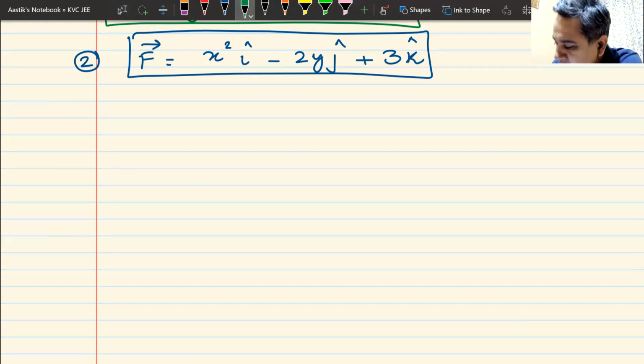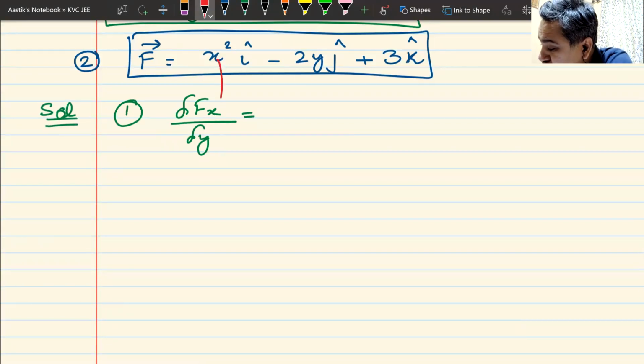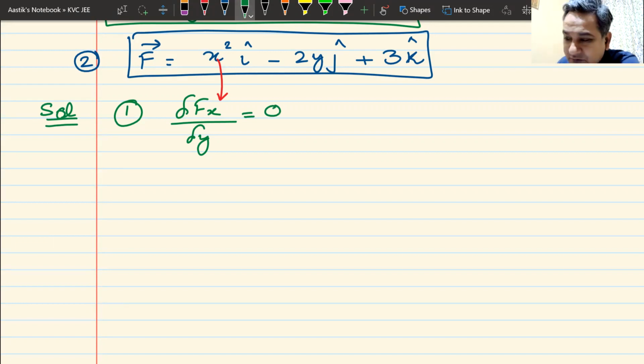Okay, let me check. How do I check? I have nothing in my hand to check, but I have just 3 conditions. So first I have to find del of fx with respect to del of y. How much is this, beta? 2x. Del of fx with respect to y, the derivative of x squared with respect to y. Partial derivative of x squared with respect to y, and your answer would be 0.